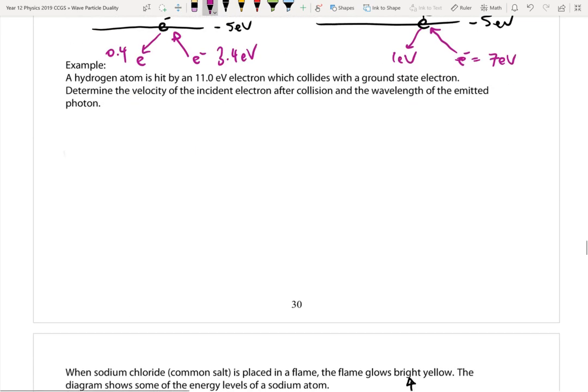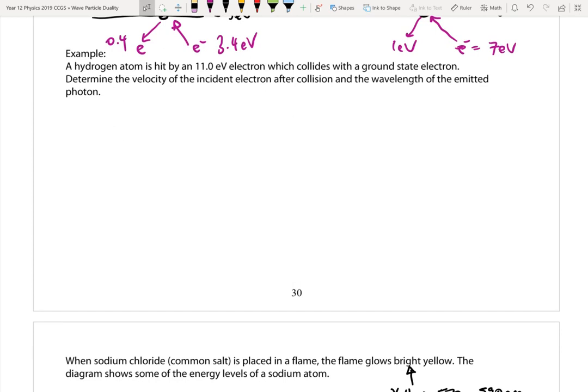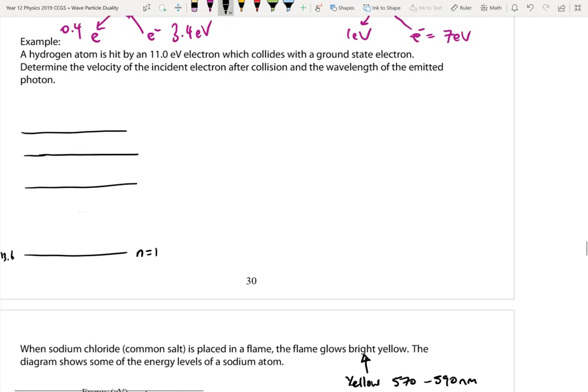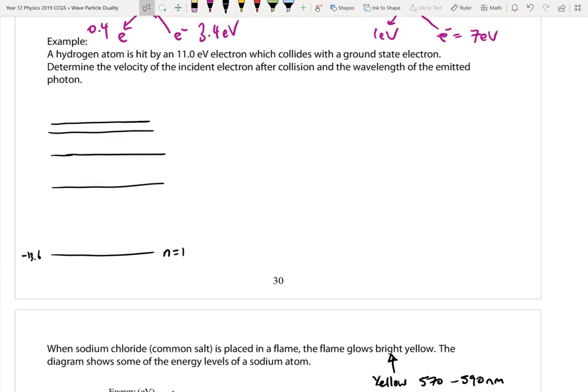Okay, let's now go here. Oh, we've got hydrogen again. Let's draw in our hydrogen. So negative 13.6, N equals 1. Let's do our 3.4, our 1.51, and our 0.85, and then our 0. Okay, very crudely drawn.